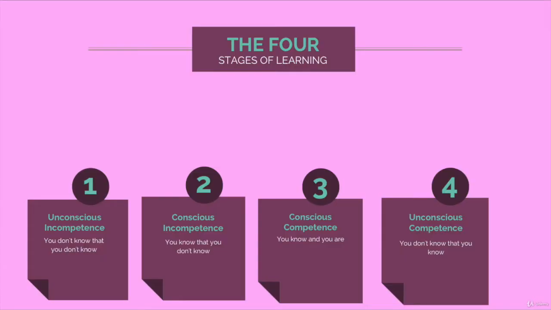So the 4 stages of learning are: first, unconscious incompetence. You don't know that you don't know. Second is conscious incompetence. You know that you don't know. Conscious competence, you know and you are. Unconscious competence, you don't know that you know. And I'm pretty sure these titles are a bit complex and complicated and probably don't make any sense, but I'm here to explain them. Unconscious incompetence.